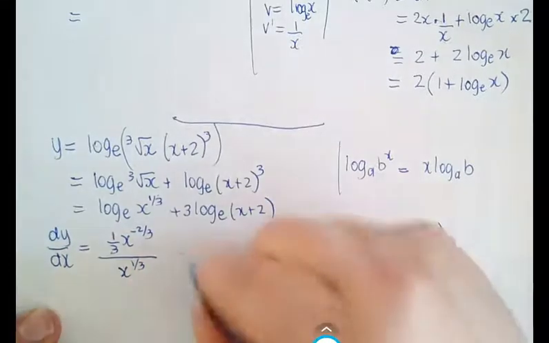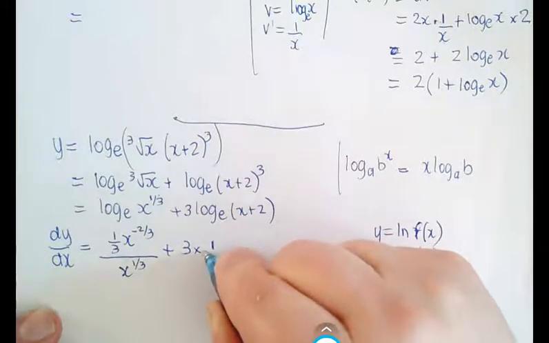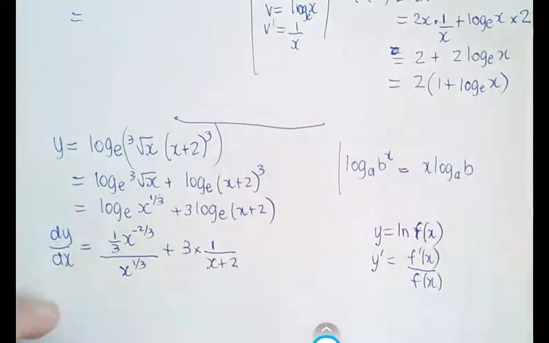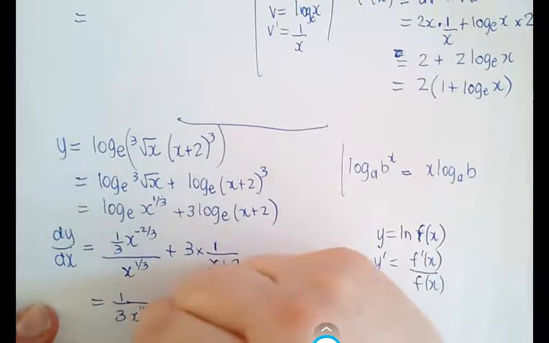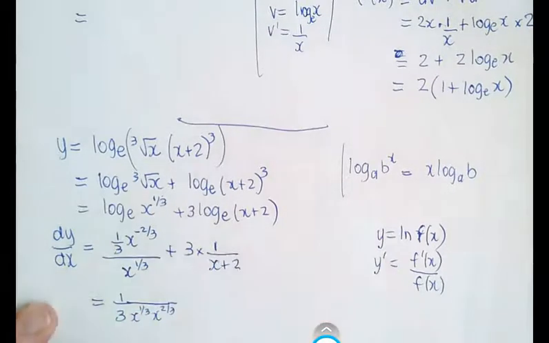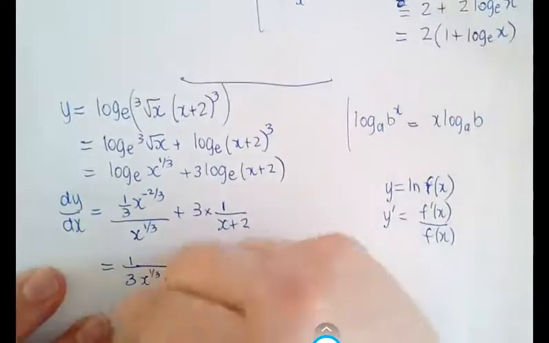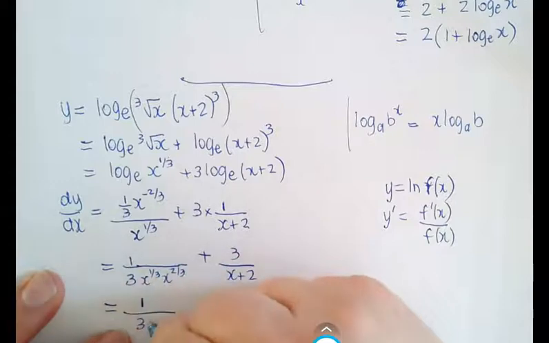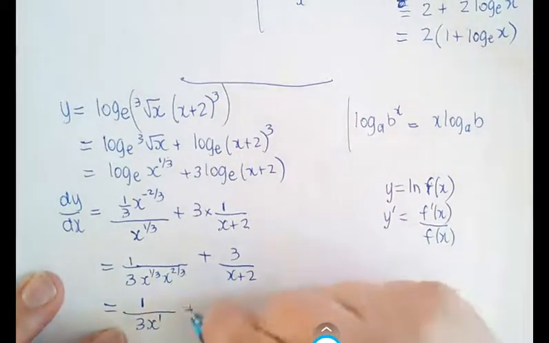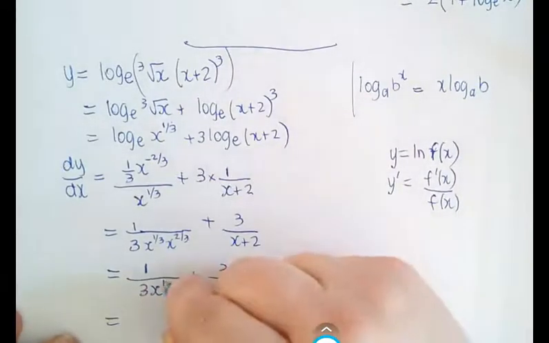over the original function, which is x to the third, plus 3 times the derivative of x plus 2, which is 1, over the function, which is x plus 2. So we've got 1 over 3. I'm just going to keep this x to the third on the denominator and bring the 2/3 down with it. Plus this becomes 3 over x plus 2. And we're nearly there. Now x to the third times x to the 2/3, the bases are the same, so you add the indices. So we get 1 over 3 x to the power of 1 plus 3 over x plus 2.